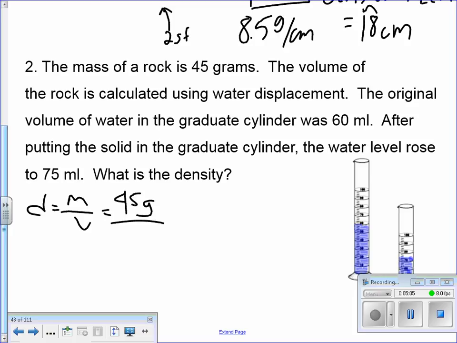After putting the solid in, the water level rose to 75. What was the volume of that rock? Right, 15. So 75 minus 60, so 15 milliliters. And what is that? You can do that in your head.